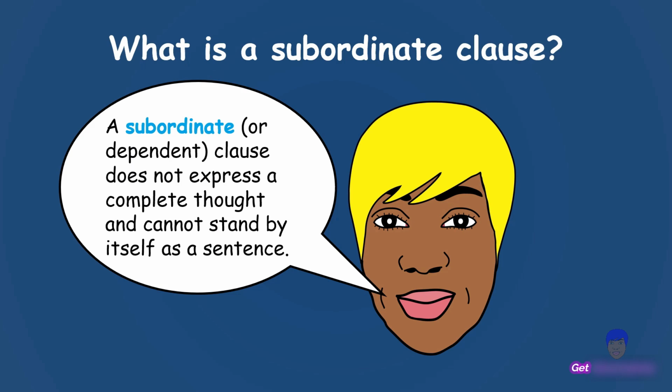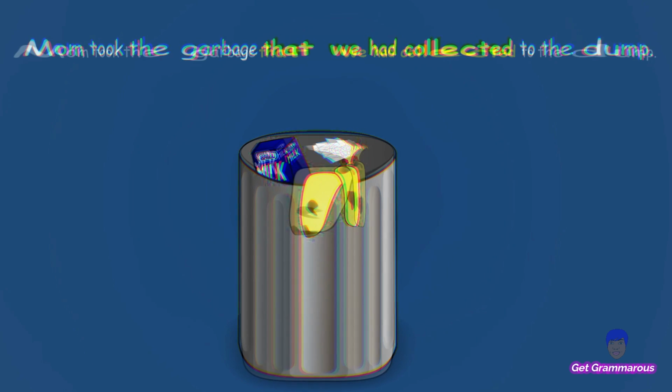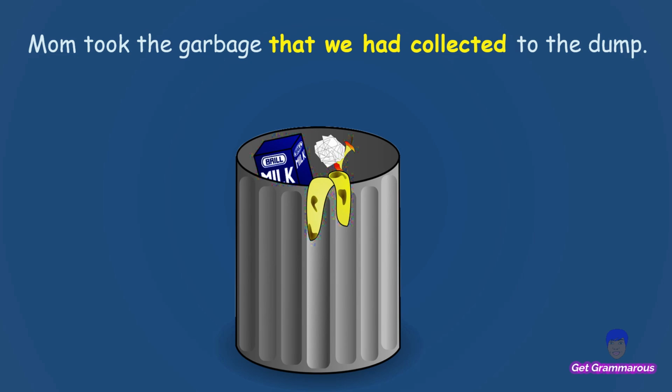What is a subordinate clause? A subordinate or dependent clause does not express a complete thought and cannot stand by itself as a sentence. For example, Mom took the garbage that we had collected to the dump. That we had collected is the subordinate clause in this sentence.